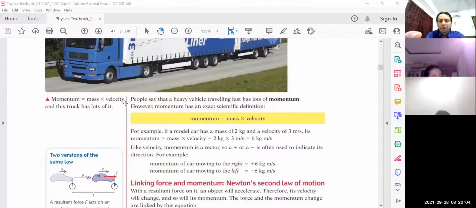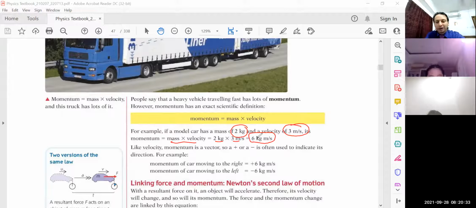Suppose, children, we have a model car whose mass is 2 kilograms, and that car is moving with a speed or velocity of 3 meters per second. What is the momentum? The momentum will be the product of mass and velocity. You put in the values 2 and 3, which gives 6 kilogram meter per second.